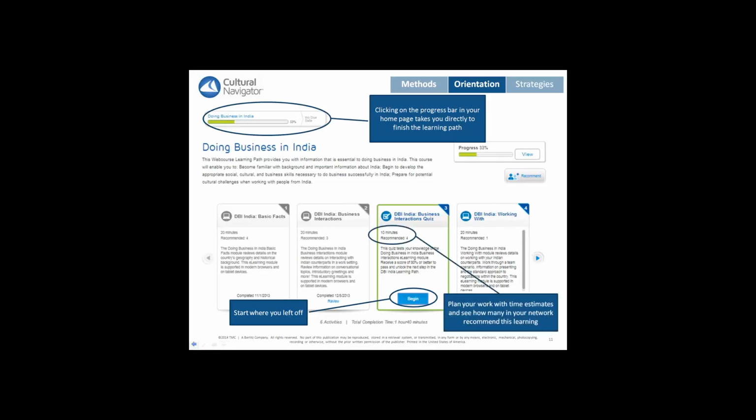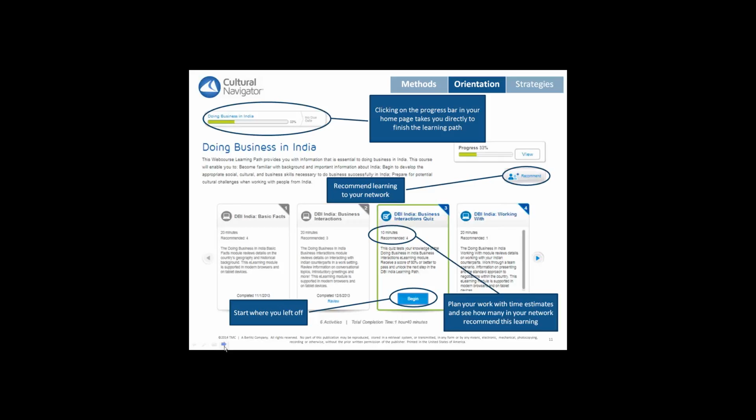You can also plan your work by looking at the time estimates and how many people recommended that learning to you that are in your network. And one last thing is you can recommend this learning to your network by pushing on the recommend button. And then everyone will have the fact that you recommended this learning to them in their Cultural Navigator instance under latest posts. So that's the linear pathing to learning.